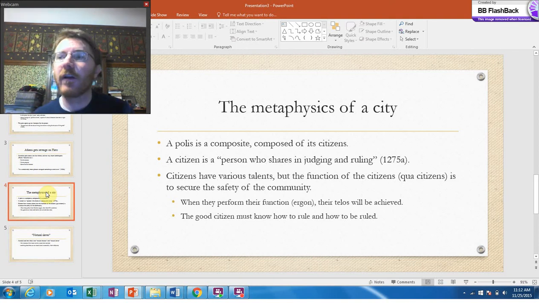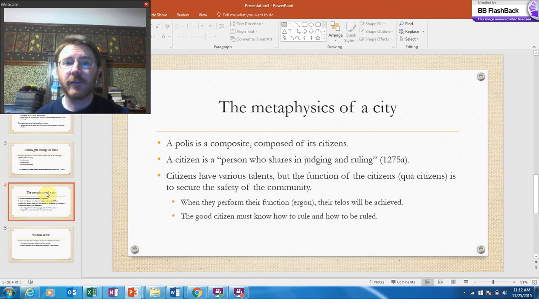So there are a lot of people. There were foreigners. There were medics, which is a type of official foreigner, a sort of resident alien. There were slaves. There were women and children. None of those are citizens in Athenian culture, and none of those are citizens according to what Aristotle says.